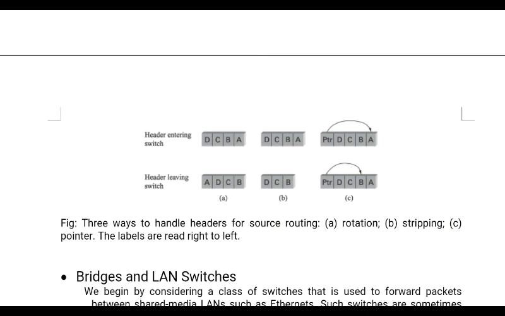That is, either rotation based, stripping based, or the pointer. But for the implementation of this type of routing, you should have complete knowledge about the network, the number of switches present between the source and destination and so on. Then only is it possible to implement.